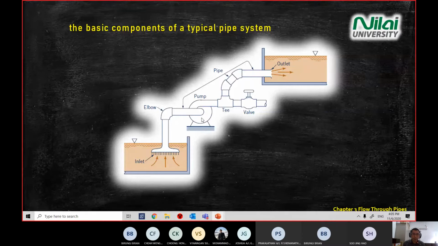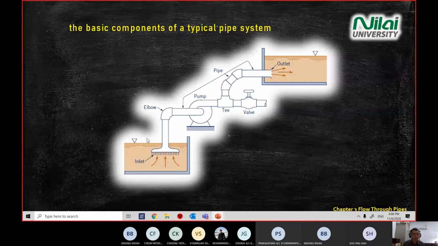And then we have a few mechanical components: pump, valve. A pump is to pump something from one place to another place. And then we have a T junction here, or T pipe. And then we have a valve. The function of a valve is to release pressure, or to release the fluid, or to channel your fluid to another container or another dimension. And then we have a pipe here, of course.